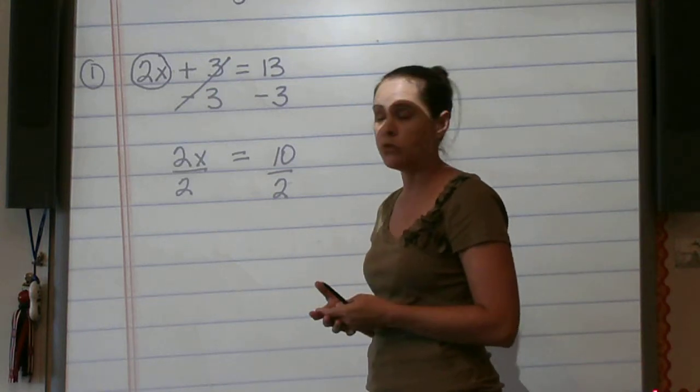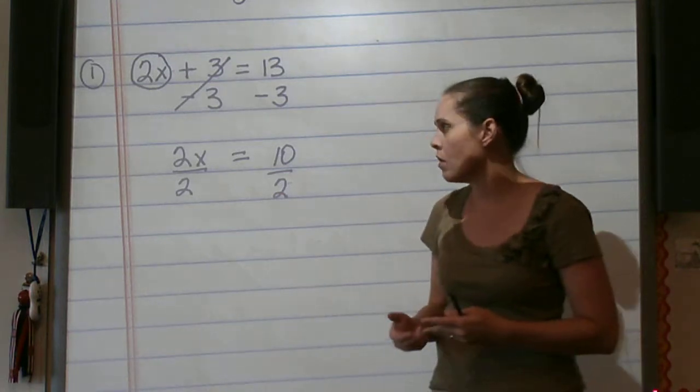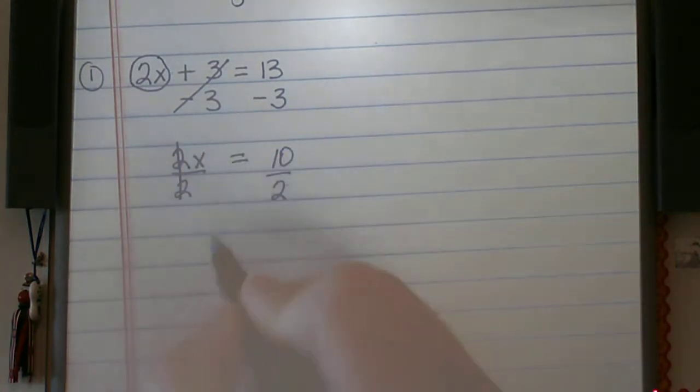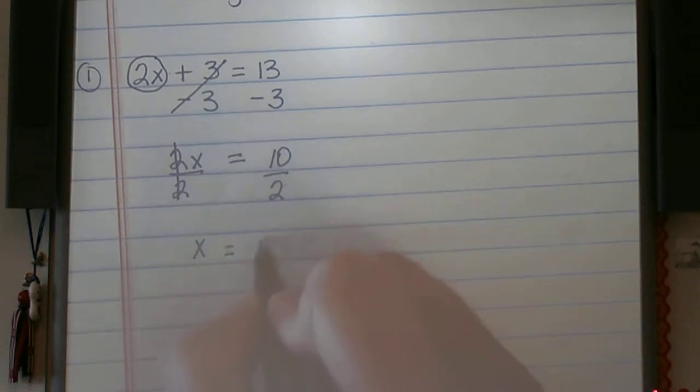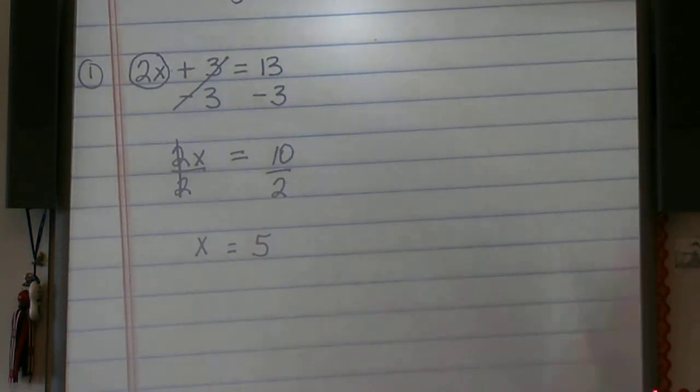We don't have to include the coefficient of 1. So instead of including that coefficient of 1, we can say in our minds, well, 2 divided by 2 cancels out, and we're left with x equals, and then 10 divided by 2 is 5. So what we have is that x equals 5.